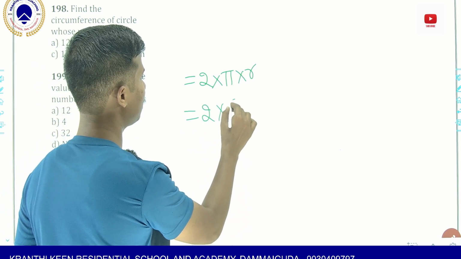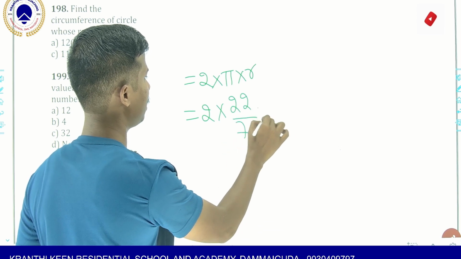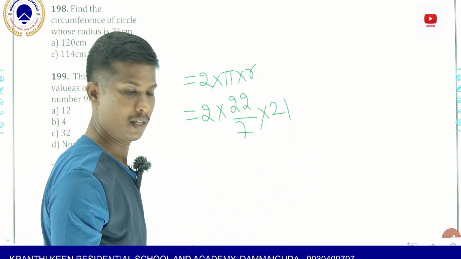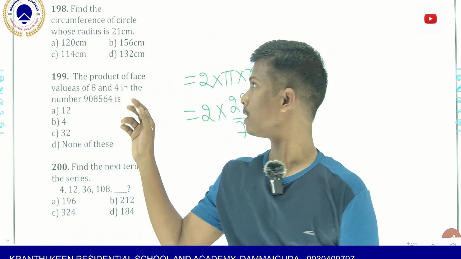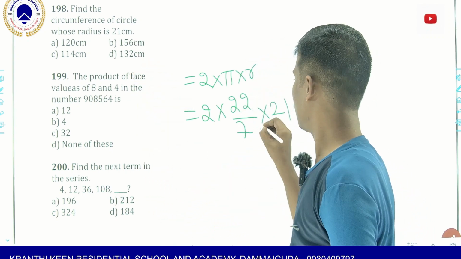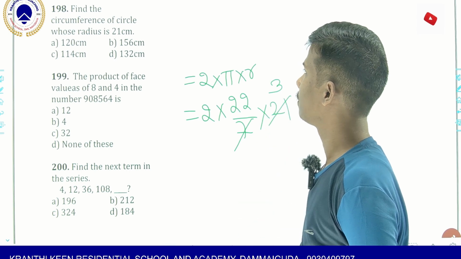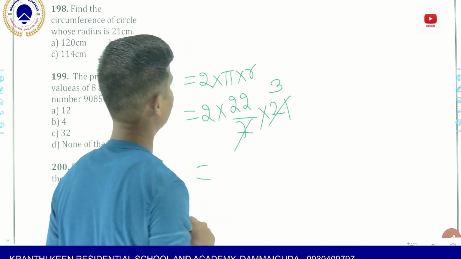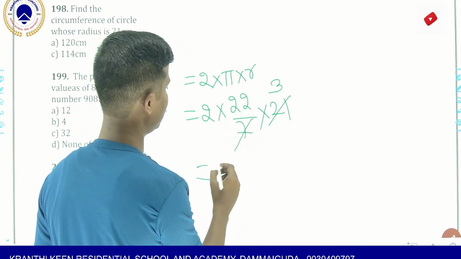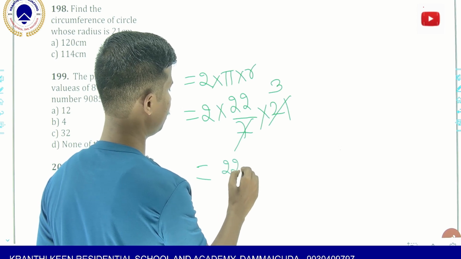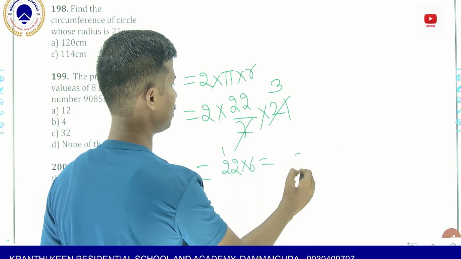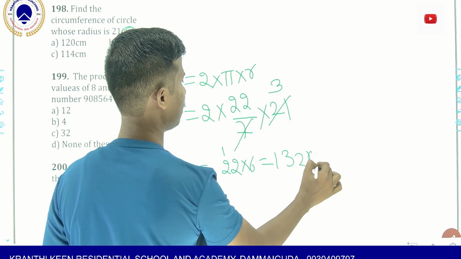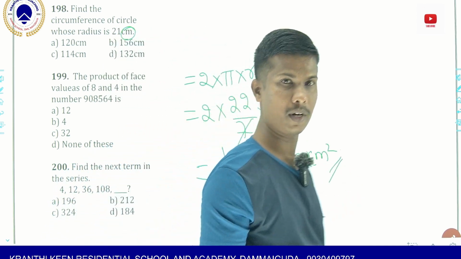2 into pi means 22 by 7, into r. How much radius is given? Radius is given as 21, because r is 21 as mentioned in the question. Next, cancel: 7 ones, 7 threes. And what will we get? 2 into 3 is 6, 22 into 6: 6 twos are 12, 6 twos are 12 plus 1, 13. So 132. Centimeter is given, no? Hmm, you have to write centimeter square?